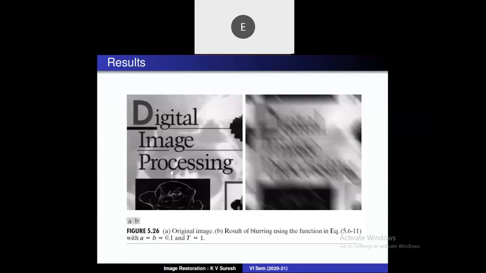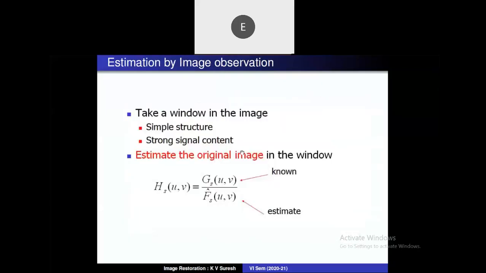Okay, for example, in this case, this is a blurred image. So what you need to do is take a small portion here, that means a window here. In fact, this is not known to me. I will go to the corresponding one; this is what is given to me. So you just take a small window here.